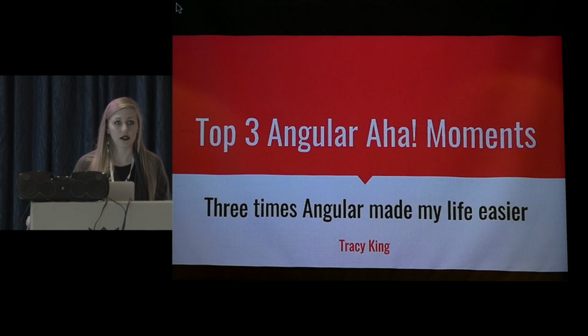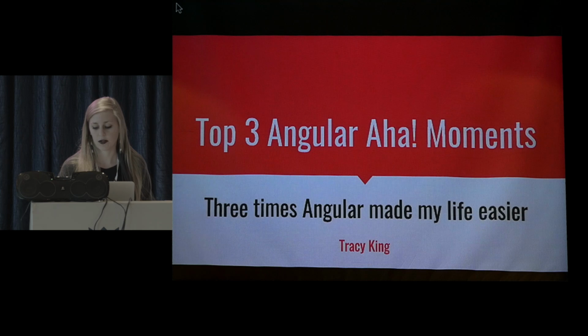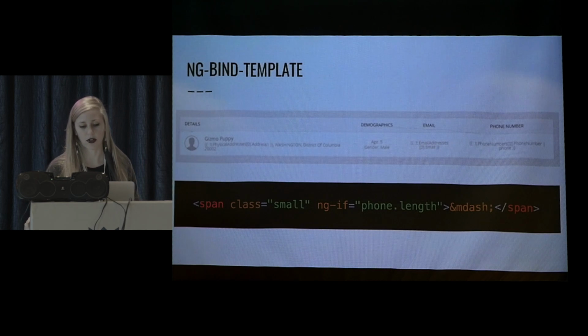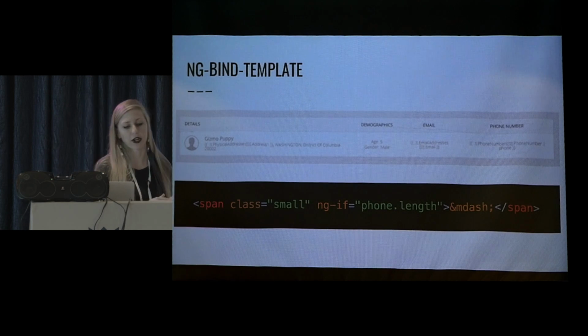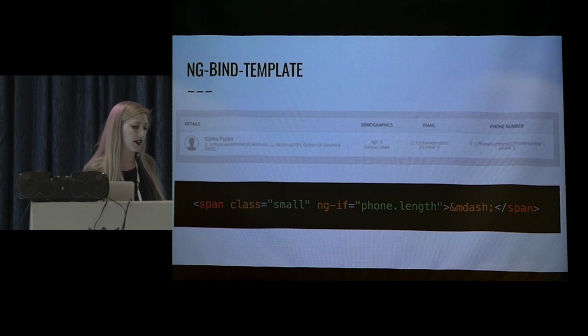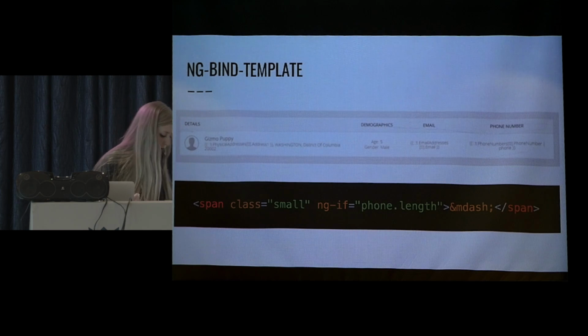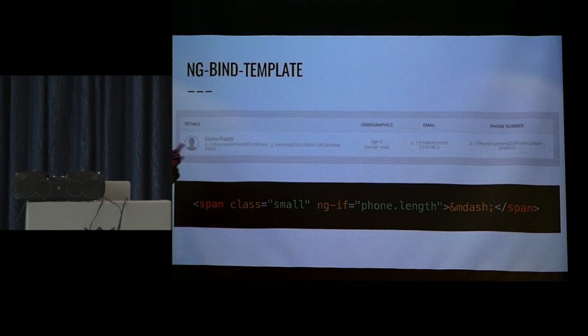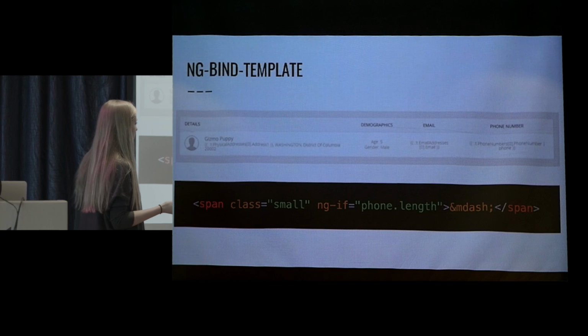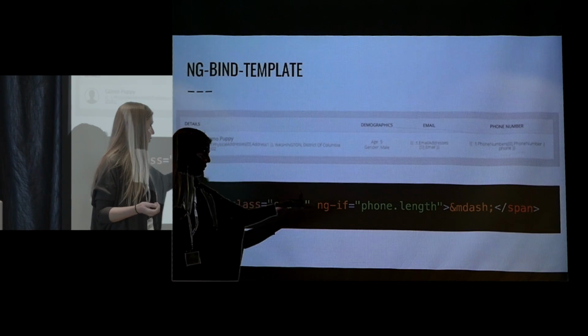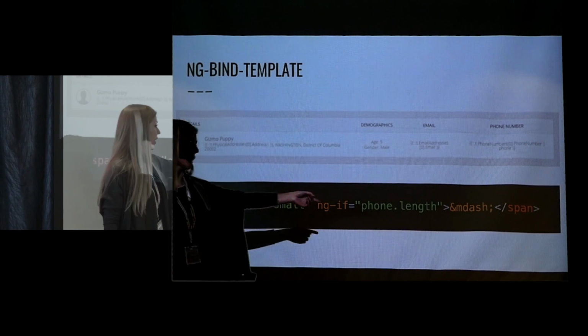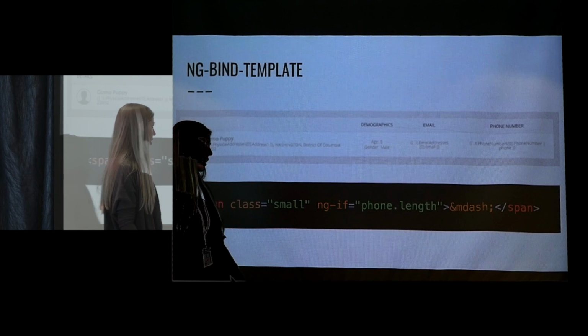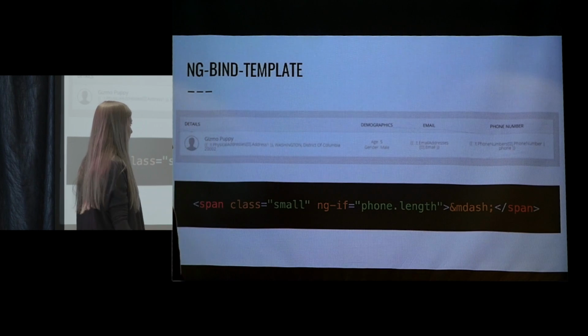So I wanted to start with the first. About a year ago, it was my second week at the job that I'm working at now. One of the first bugs that I was asked to fix was an Internet Explorer bug. And you can see here we had our user profile information, and on Internet Explorer, you could see some of our binding expressions. And the issue was that because there wasn't anything in phone.length, and we were supposed to be showing an HTML entity, which is a double dash, Internet Explorer was not picking that up.